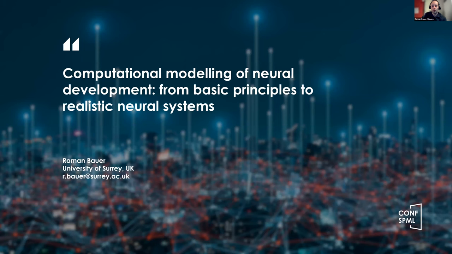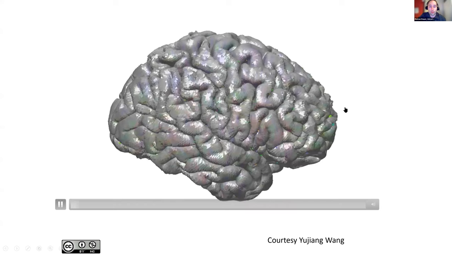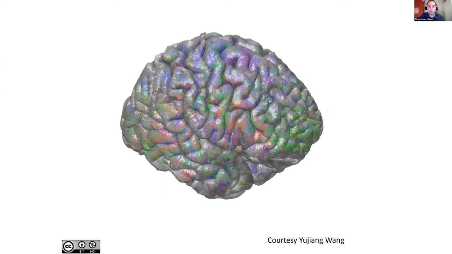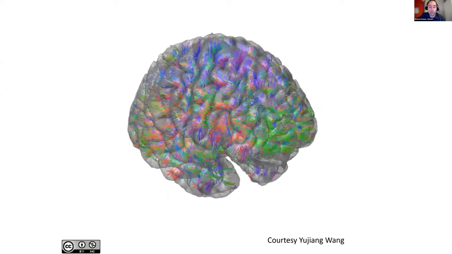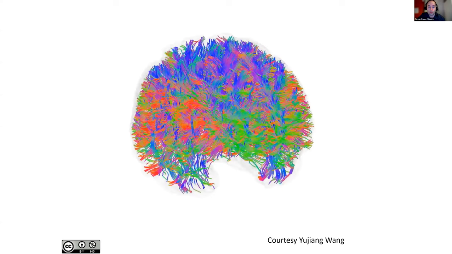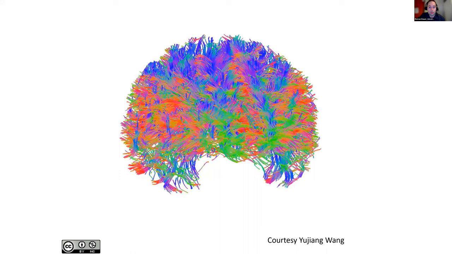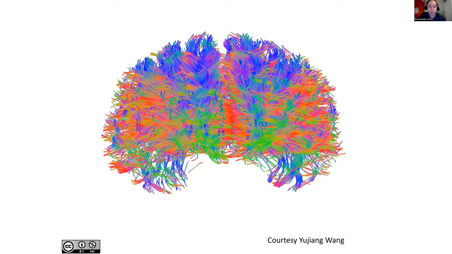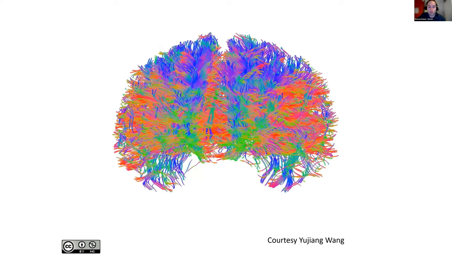Hello everybody, welcome to my presentation about computational modeling of neural development from basic principles to realistic neural systems. I would like to start by highlighting the fact that the brain is extremely complex. Here you see a visualization obtained from diffusion tensor imaging where one can see fiber tracts in the human brain. Different colors indicate different orientations of those fiber tracts.